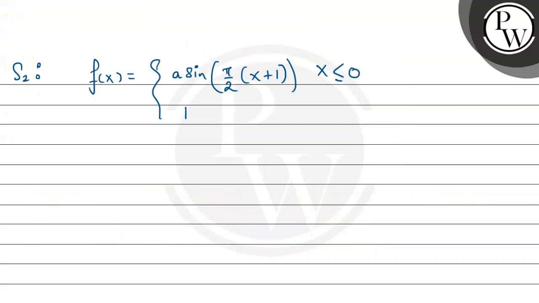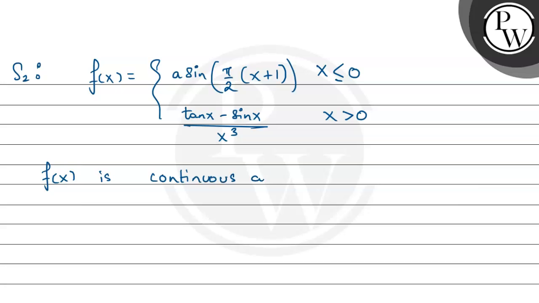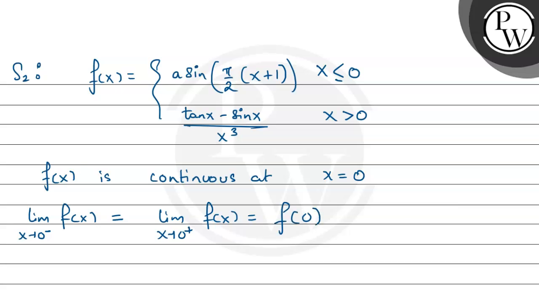And we are also given f(x) is continuous at x equals 0. Now to attain continuity, we have to find the value of a. So we will apply the definition of continuity here. So limit as x goes to 0 minus of f(x) will be equal to limit as x goes to 0 plus of f(x), equal to f of 0.